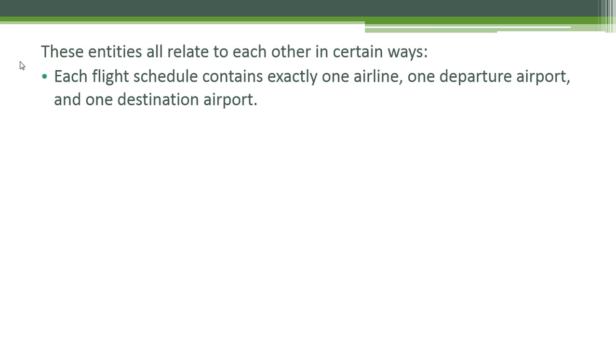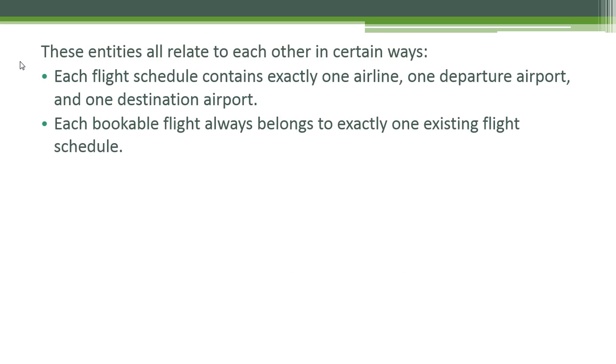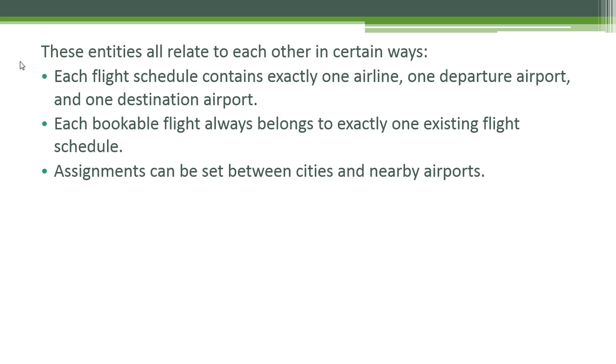Each flight schedule contains exactly one airline, one departure airport, and one destination airport. Each bookable flight always belongs to exactly one existing flight schedule. Assignments can be set between cities and nearby airports.